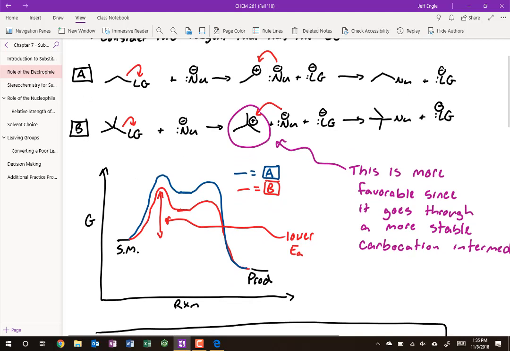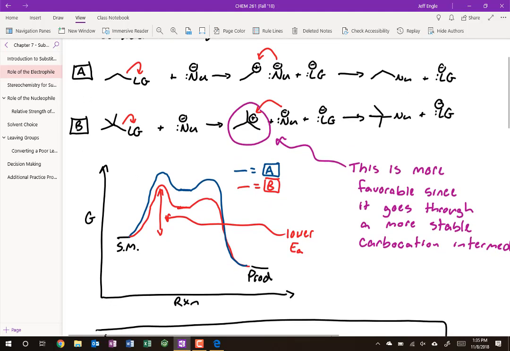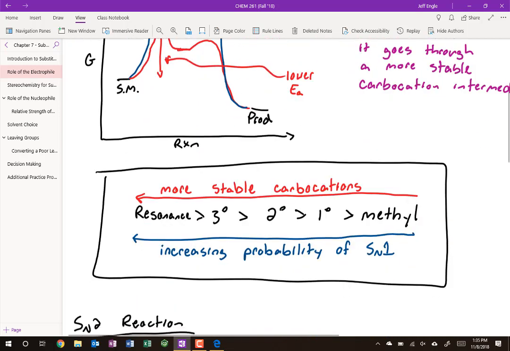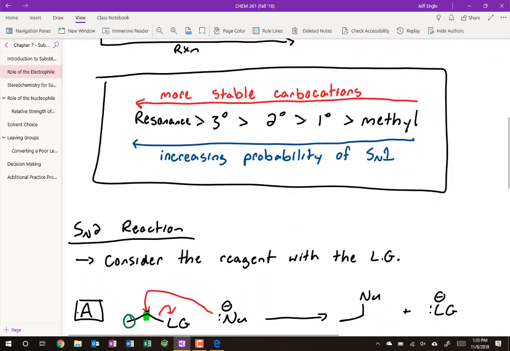We had example A, where we formed a primary carbocation intermediate, and example B, where it was tertiary. And we said that example B would be way more likely because tertiary carbocations are more stable. And that led us to this trend where we said more stable carbocations increase the probability of an Sn1 reaction taking place, where you go through that carbocation.